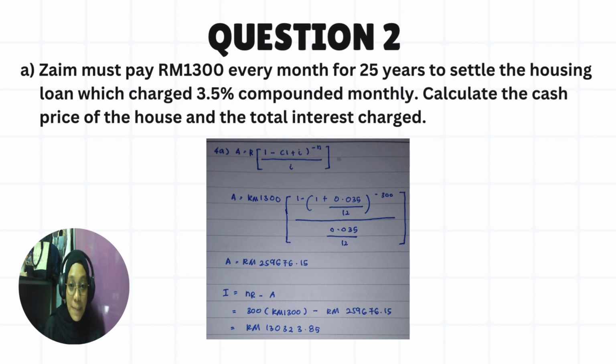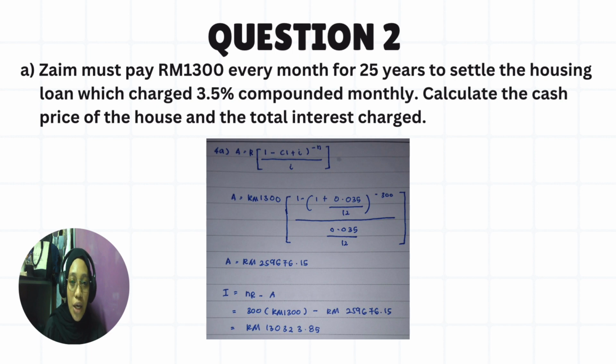Question two A. Zaid must pay 1,300 ringgit every month for 25 years to settle the housing loan with charge 3.5% compounded monthly. Calculate the cash price of the house and the total interest charge. So here you can state 1,300 ringgit as R, 25 years as N, 3.5% as rate, and it is compounded monthly, which is 12 months.